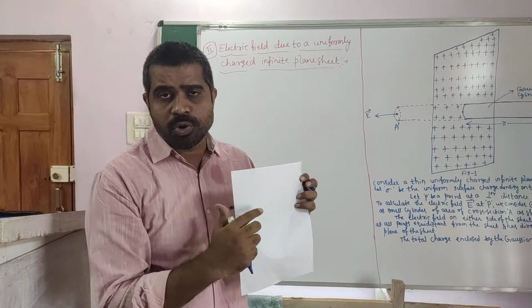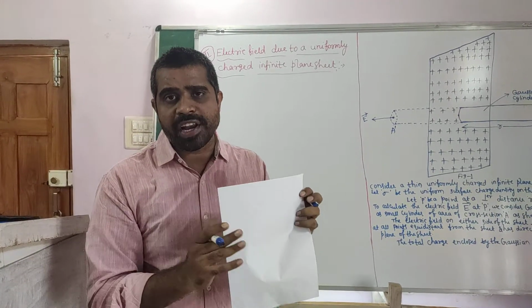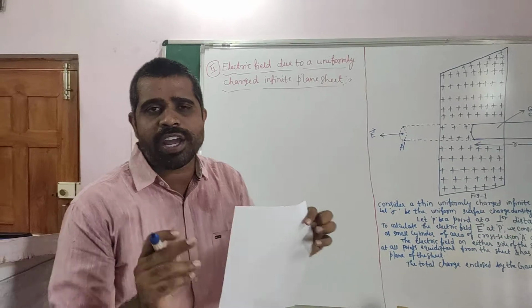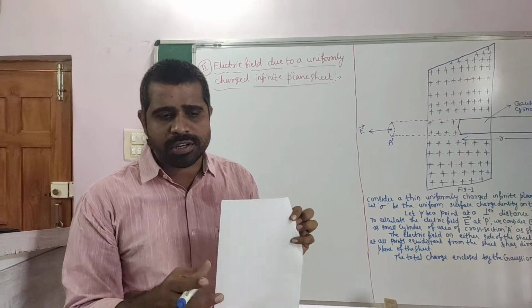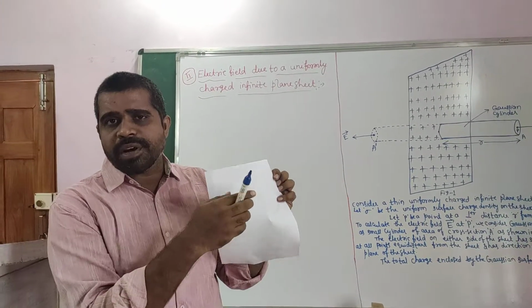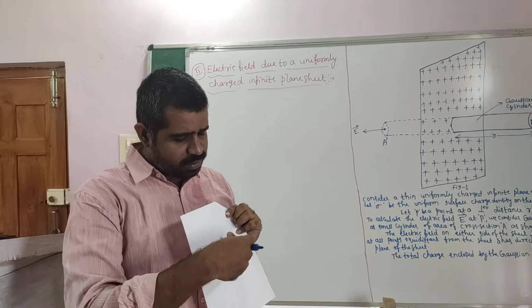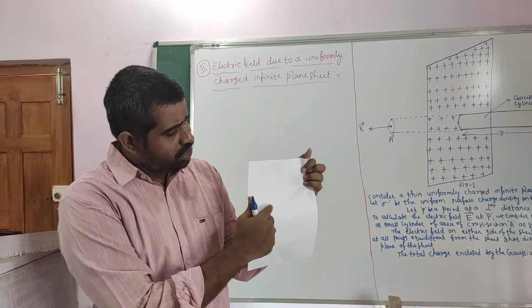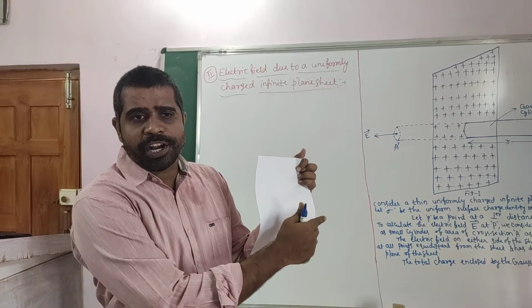Why is the word infinite used? You can see, electric field due to uniformly charged infinite plane sheet. Why are we using the word infinite? Because the size of the paper is large compared to the distance from this sheet to this point P.